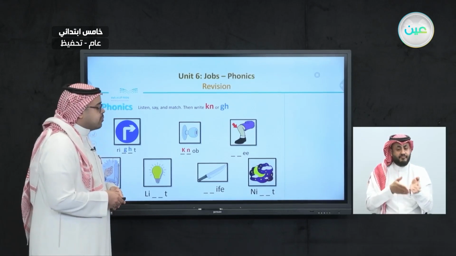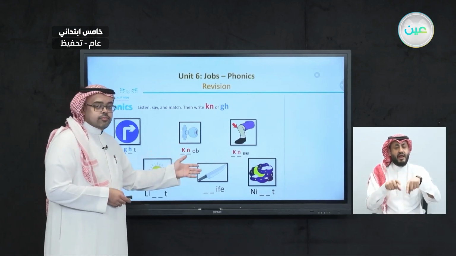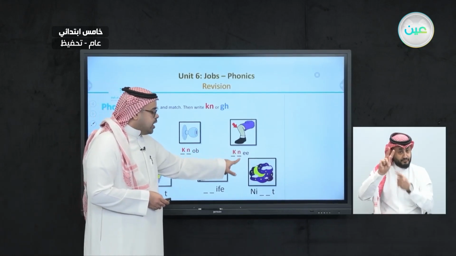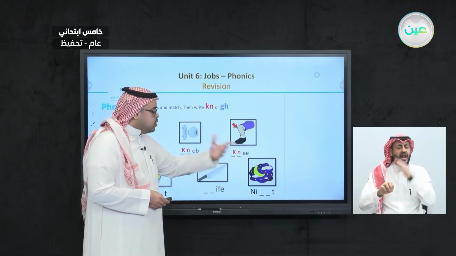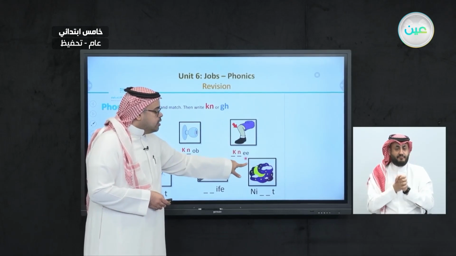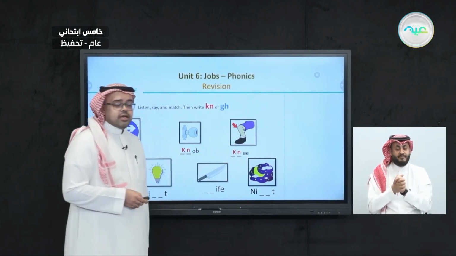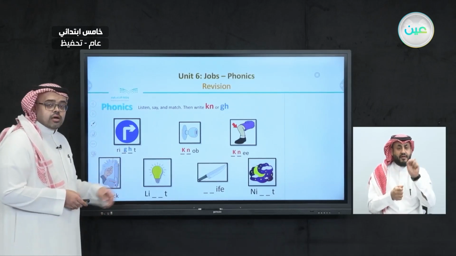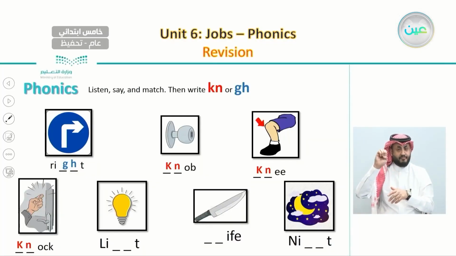Also, another example, which is knee. So here in this word, we wrote K, N, and double E. And when we say it, we pronounce it as knee. So the K here is silent. Also, this word, knock. So here also we wrote K-N-O-C-K. So here we wrote the letter K, but we don't pronounce it.